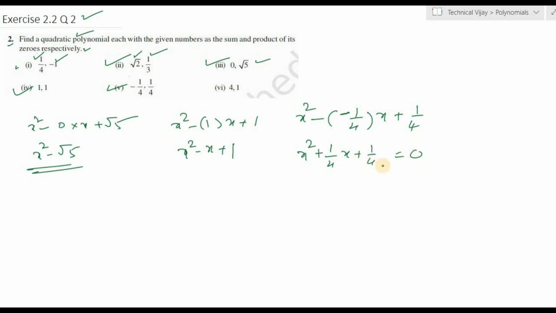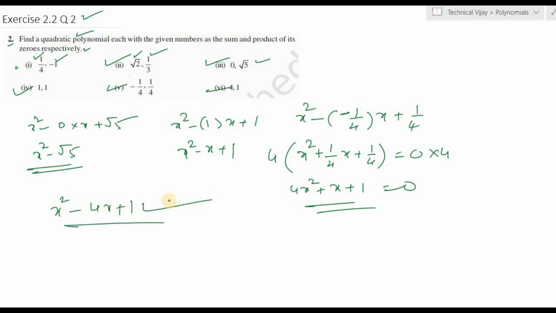Here you can multiply both sides by 4, this is 4 and this is 4. Okay, 4x square plus x plus 1 equal to 0. So this is the polynomial. And the sixth one is x square minus 4x plus 1. That's all. Okay, now we will go for the next exercise.